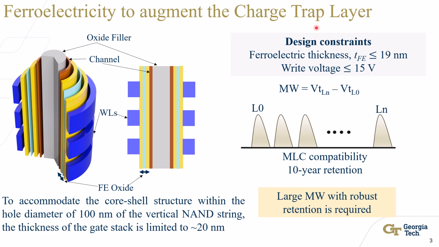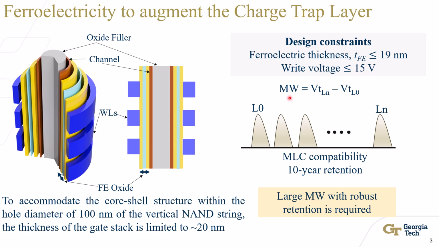Many institutions and companies such as Samsung and SK Hynix are exploring ferroelectric materials for future NAND flash technologies. And these ferroelectric materials as an oxide are compatible with the vertical 3D NAND process flow as well. When we are using ferroelectric materials, there are certain design constraints that we need to adhere to. The very first one is that the ferroelectric oxide thickness should be as thin as possible. Typically, it should be less than 19 nanometers to meet the tight industrial process constraints. The write voltage should be less than or equal to 15 volts, and a large memory window is desired.